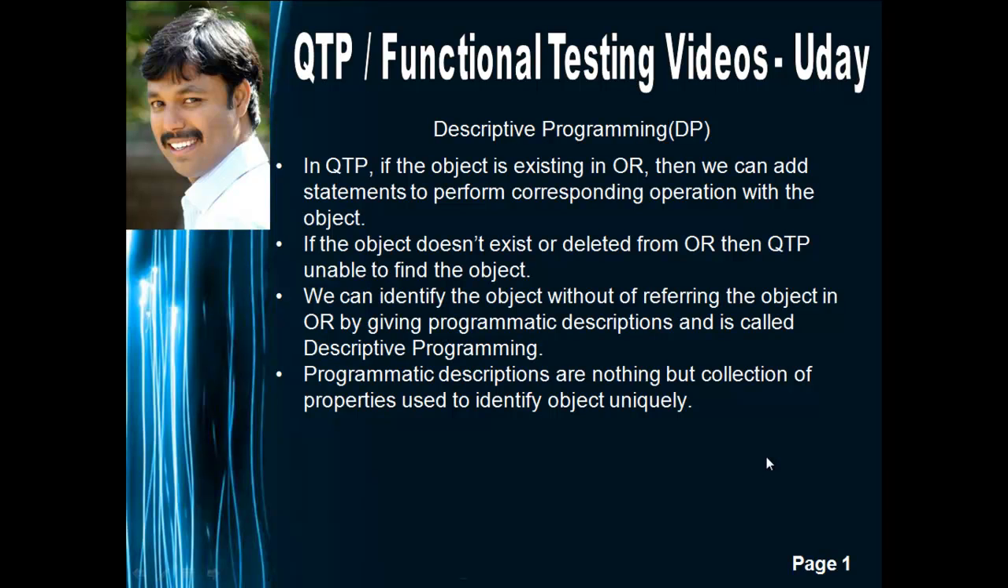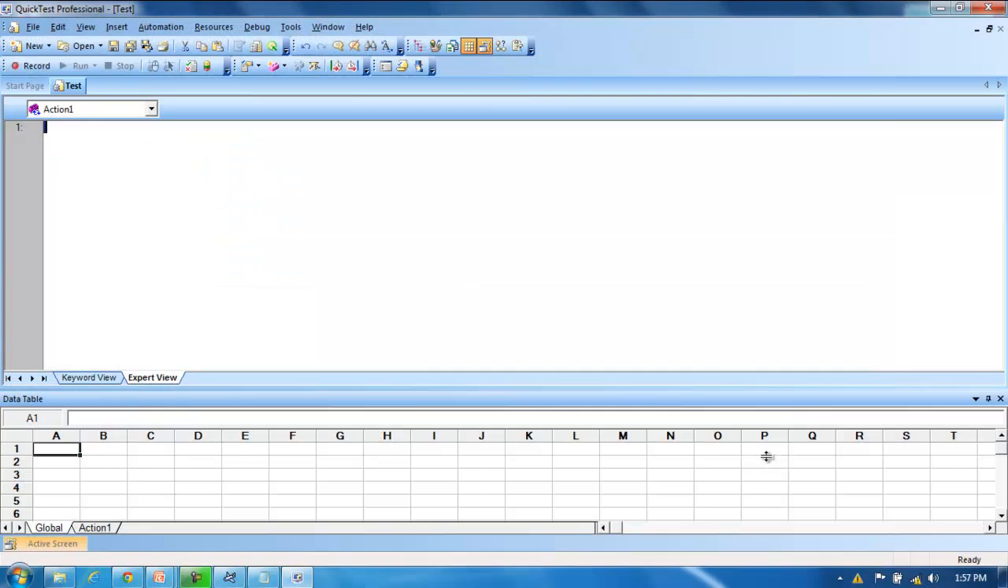In this video, I would like to demonstrate how to use descriptive programming. When we start our career in QTP, what we used to do is record the test scripts. Once we record the scripts, we enhance or modify them as per the test case needs. When we run the test script, QTP refers to the objects existing in the object repository and performs the operation. Let me demonstrate the same thing.